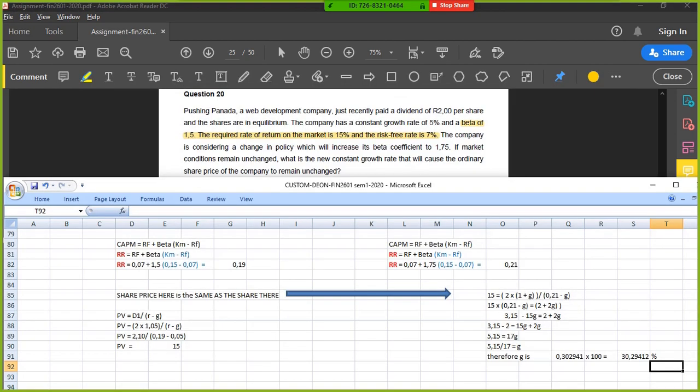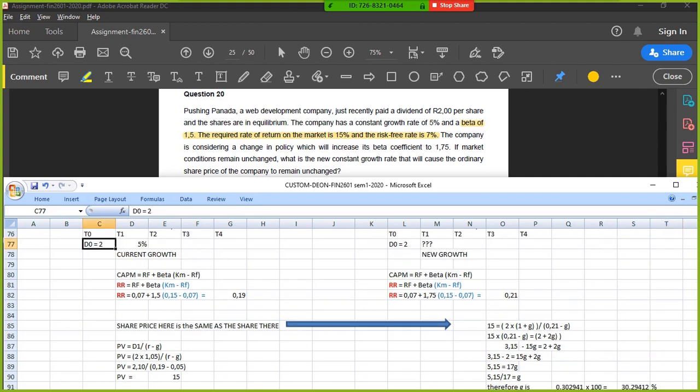Something's wrong. Let's go back and check. Okay, let's read it again. Trust paid a dividend. We've got that. Okay, the shares are in equilibrium. The company has a growth rate of 5%. Got that. And a beta of 1.5. We've got that. Market return, 15. We've got that. Risk-free, 7. We've got that.